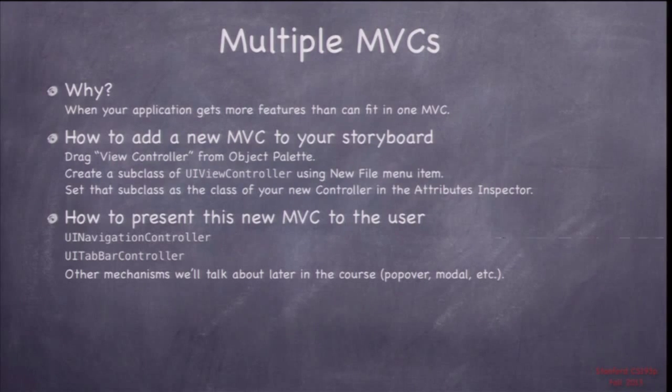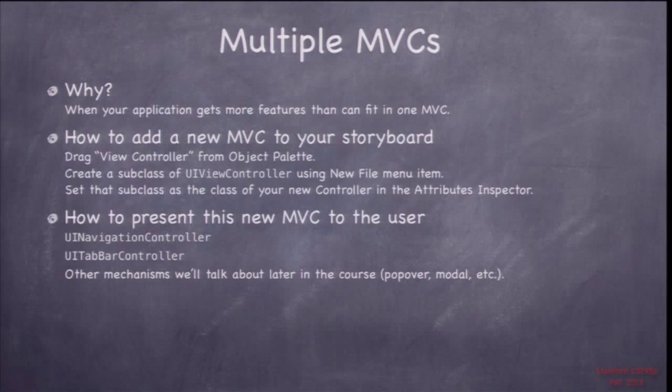Okay? In this case, in the demo I just did, I created a subclass of a class I already had, but you can create a direct subclass of UIViewController. And then you go and inspect it with the attributes inspector, and you set its class. That's it. That's how you drag a new MVC in and create one for your app. So it's easy to add MVCs.